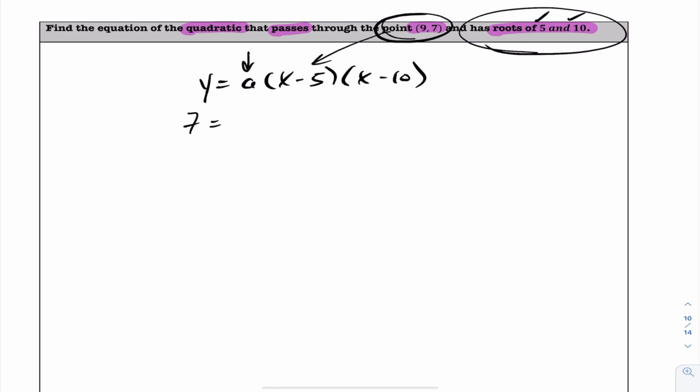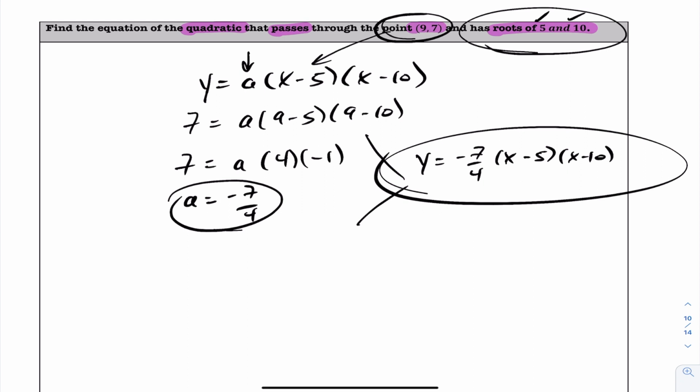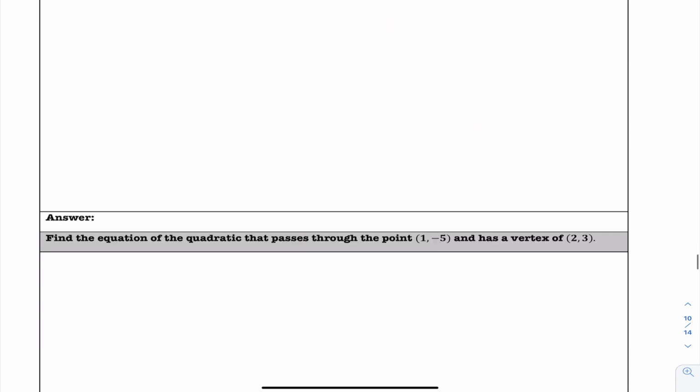So therefore y is going to be 7, and my x is going to be 9 here. And when I do my math on this, we get 4, negative 1. So I get a is negative 7 over 4. So putting this all together, we get y is negative 7 over 4, x minus 5, x minus 10. So the quadratic that passes through point 9, 7 and has roots at 5 and 10 is this one here. All right, let's try another.